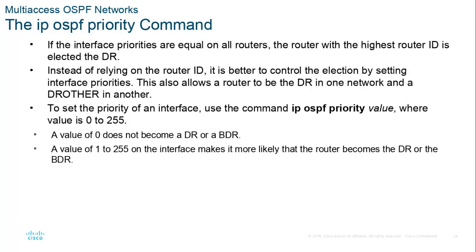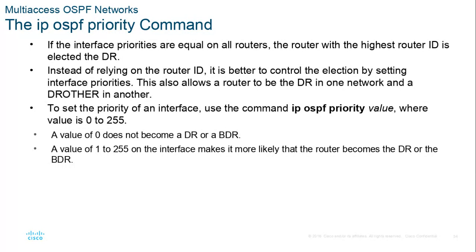Okay, if the interface priorities are equal, and by default they're all equal, the router with the highest router ID will be elected the DR. So I can use interface priorities instead. Remember that router that was in between area 0 and area 51? He was in two networks. He was in two areas.